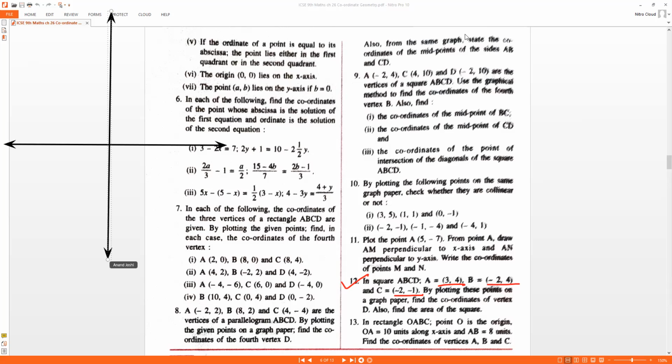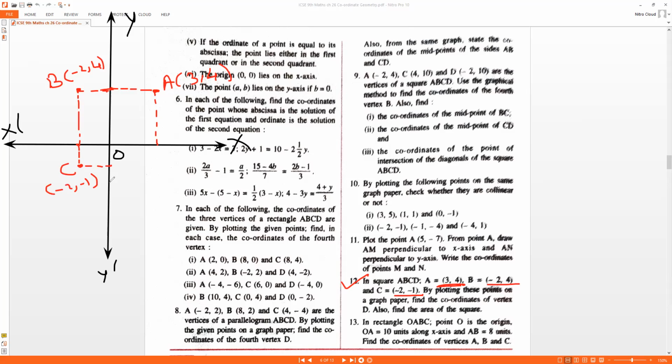So this is the origin, x-axis, y-axis, x dash, y dash. Let us quickly plot the points. A is 3 comma 4, so it is here. Okay, this is A, 3 comma 4. B is minus 2 comma 4. So minus 2 is here. Minus 2 comma 4 is this point. Same level, right? And C is minus 2 comma minus 1. So minus 2 comma minus 1 is here. Okay, C, minus 2 comma minus 1.